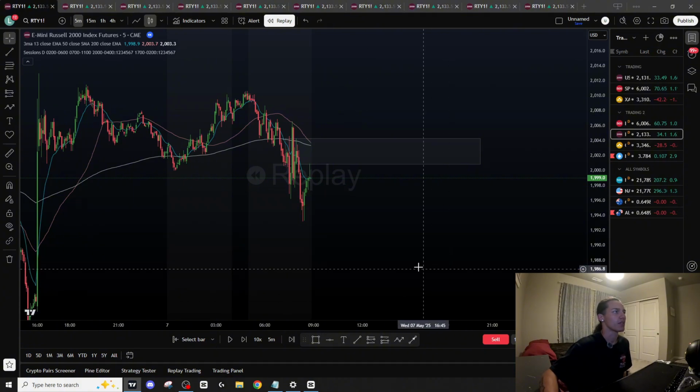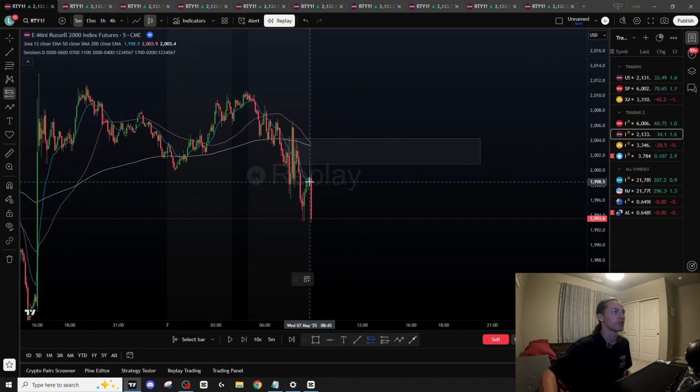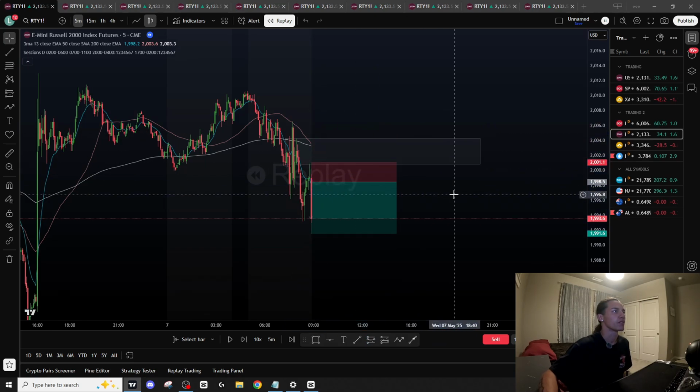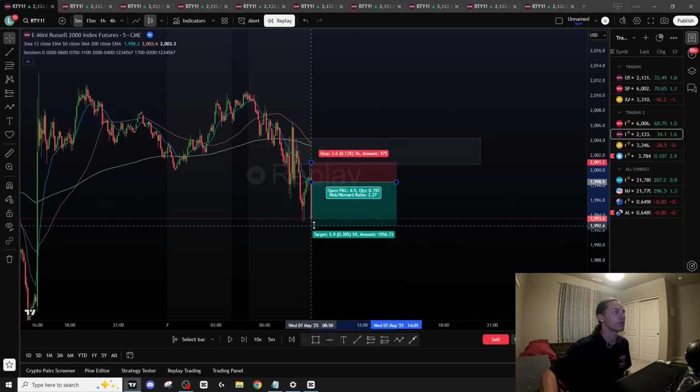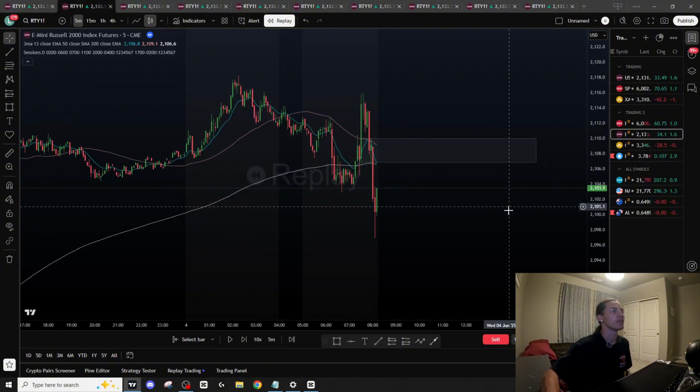wait for it to tap the zone, there's your entry. That was an instant 1 to 2. Very simple, 2.6 point stop loss. 1 to 2, easy as that.